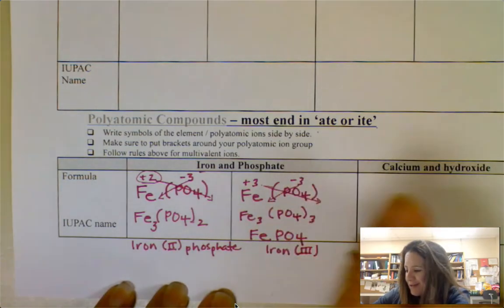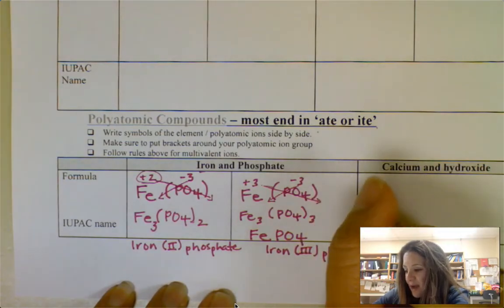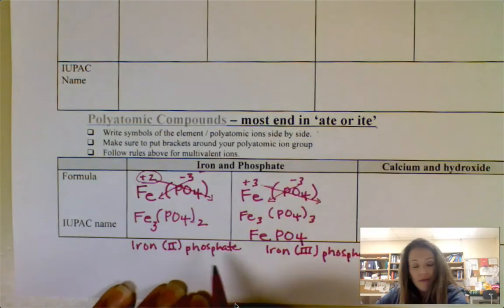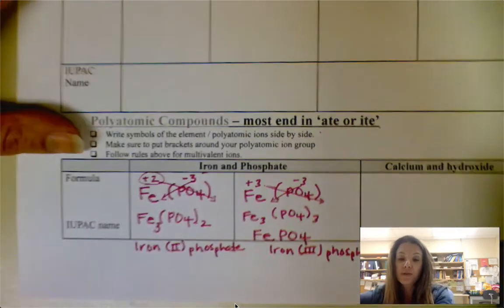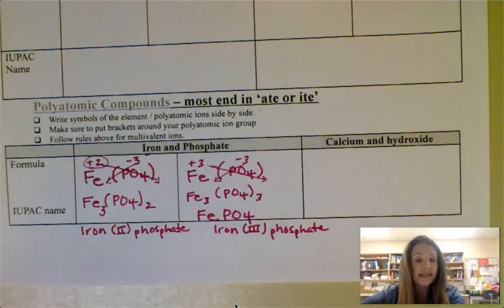You might think, well, why not just call it iron phosphate? You can't do that, because iron(II) phosphate and iron(III) phosphate are two very different compounds with different properties and different uses. So we must use this international naming system so that everybody across the world is on the same page and we know what chemicals we're talking about.